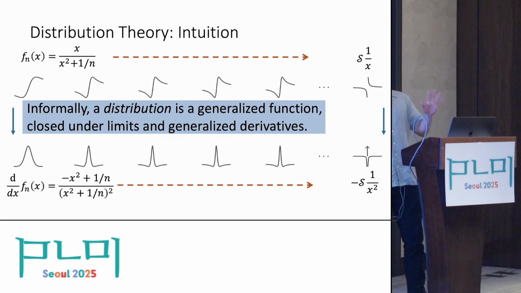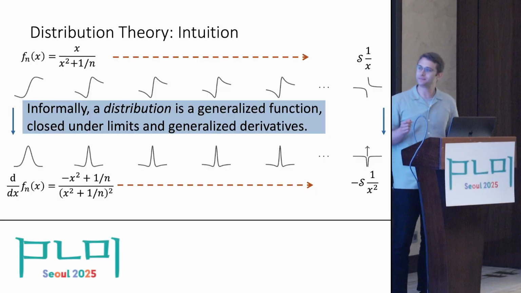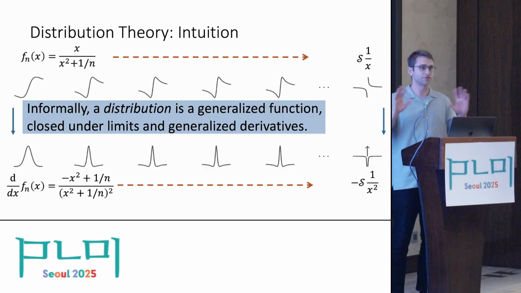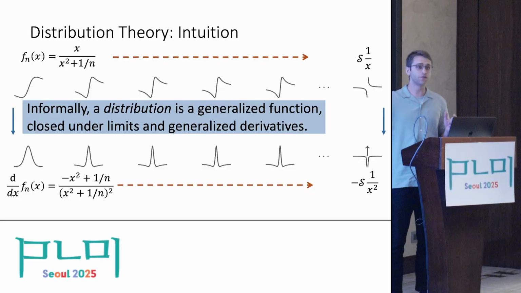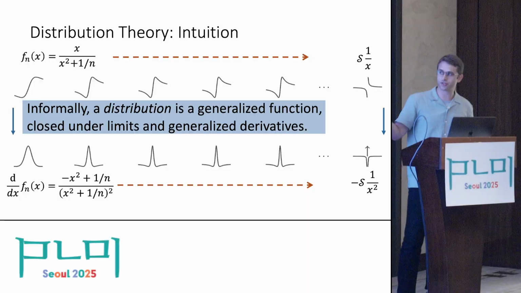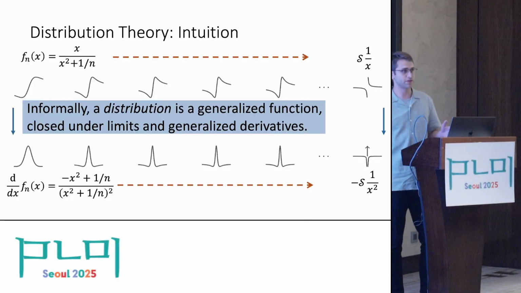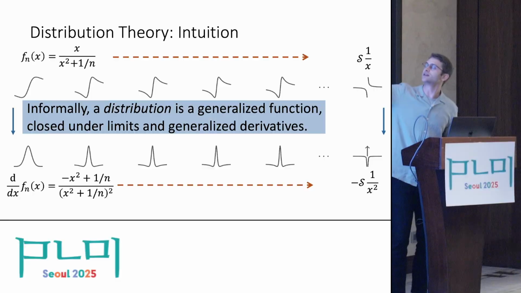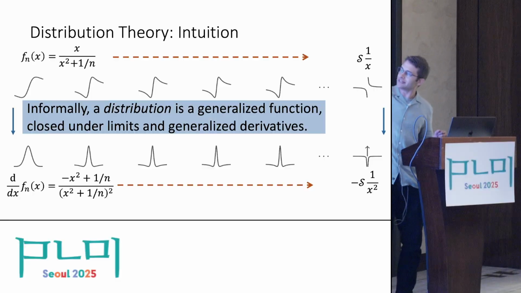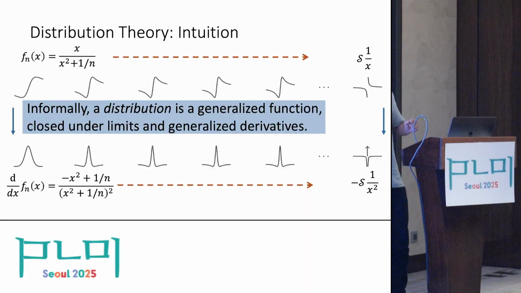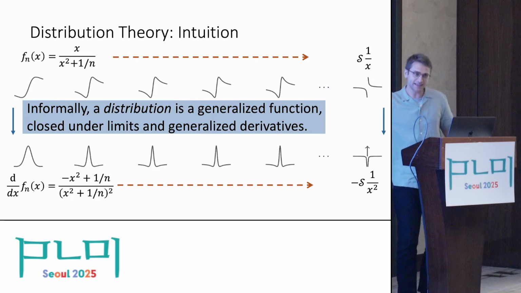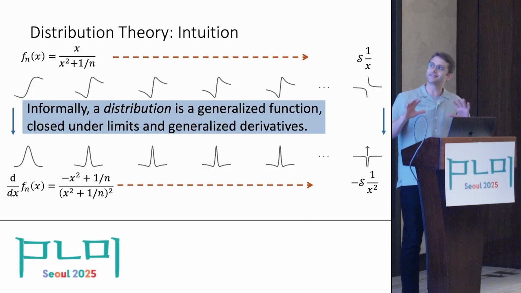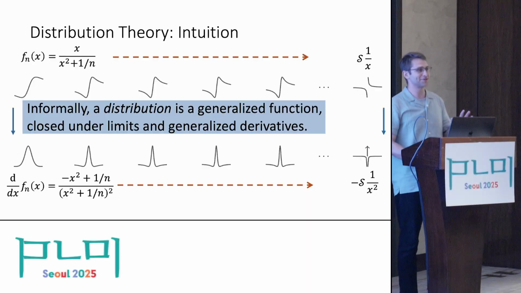All right, so it might seem a little bit crazy, right? All these weird different types of integrals. But it actually fits into a more general theoretical framework, which is called distribution theory. And informally, a distribution is a generalized function that's closed under limits and generalized derivatives. So we could take the limit of this sequence to get this Cauchy principal value distribution. And then we can take the generalized derivative to get the minus Hadamard finite part distribution. And because this commutes, we can go the other way, take the sequence of derivatives, and get the Hadamard finite part distribution, right? So this is a more general framework, and it's actually not all ad hoc.